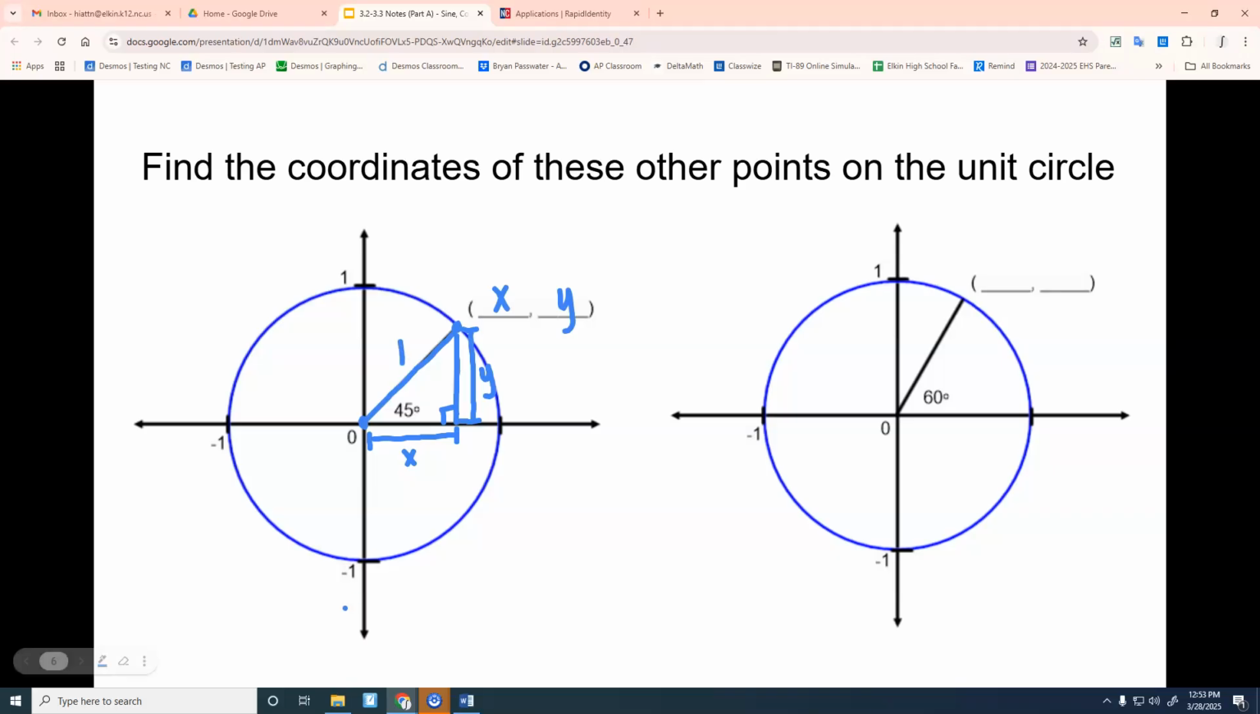It would be 1. So in a 45, 45, 90 triangle, if you know the legs, you can multiply them by the square root of 2 to get your hypotenuse. In this case, we know the hypotenuse. So what should we do to find the leg? Divide. And does it matter whether it's x or y in this case? They're going to be equal to each other, right? So x or y is going to equal 1 divided by the square root of 2.